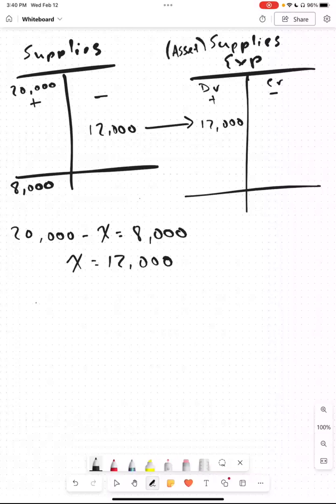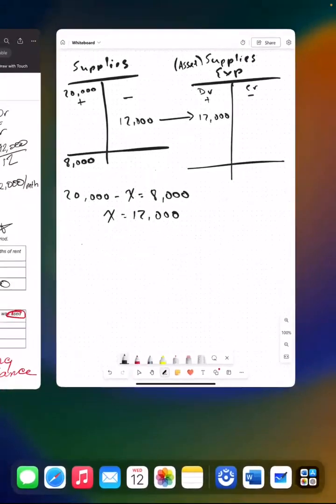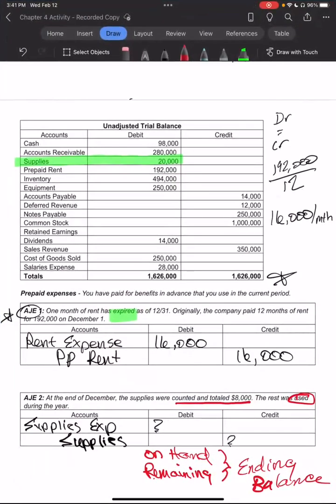So we go through our acronym and figure out that the debit is the increase, the credit is the decrease. So we have a $12,000 increase in supplies expense, a $12,000 decrease in supplies. And again, we're just going to write that in here. Okay. So that is your supplies transaction.